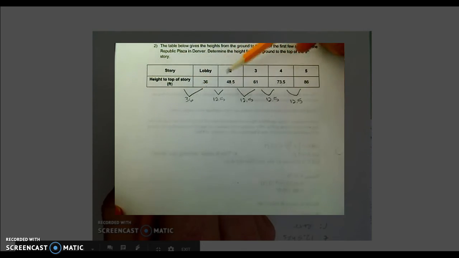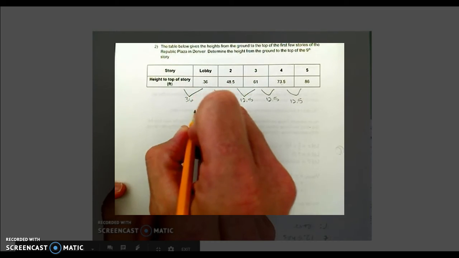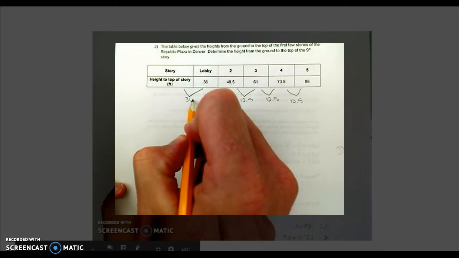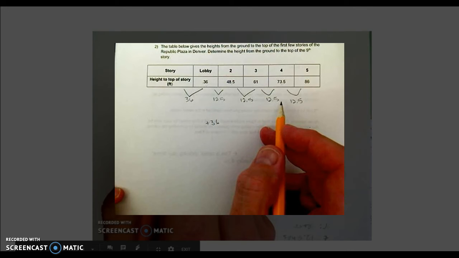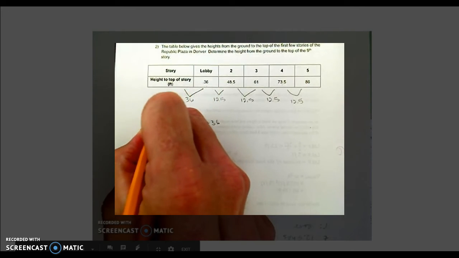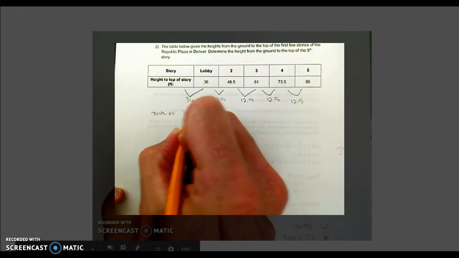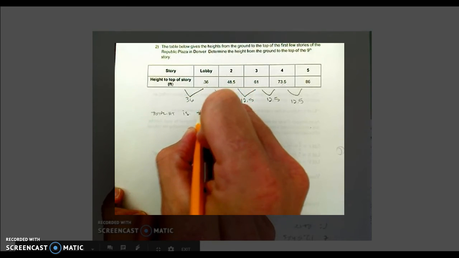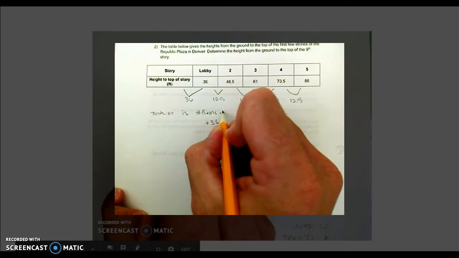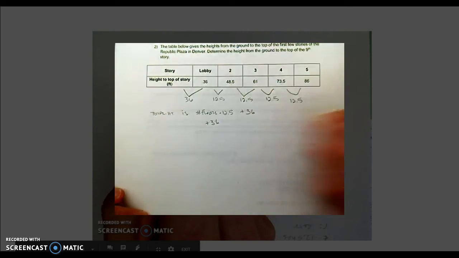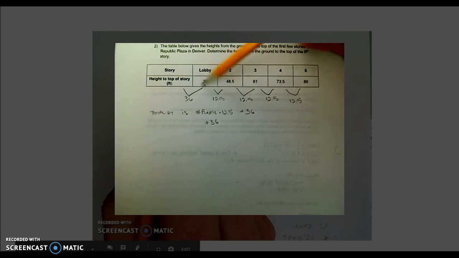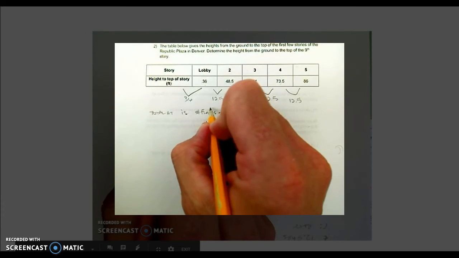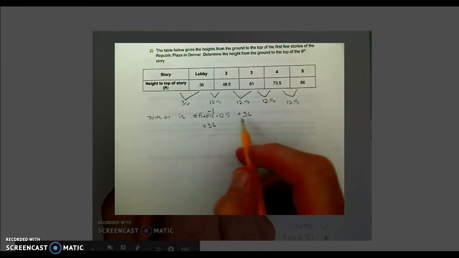So let's think about what we're doing here. We know from 0 to the second floor is 36. So we're always going to have 36 added on to something, which is the number of floors times 12.5. So total height is 12.5 + 36. Is that going to give us an answer? Well, let's remember what's going on here. We have 9 floors, but the first floor is this lobby, which is 36. So when we do this, we have to have the number of floors minus 1 times 12.5 plus 36.